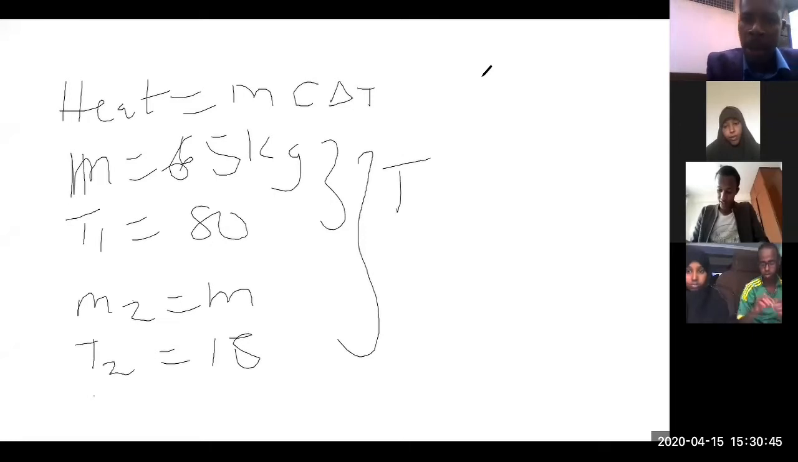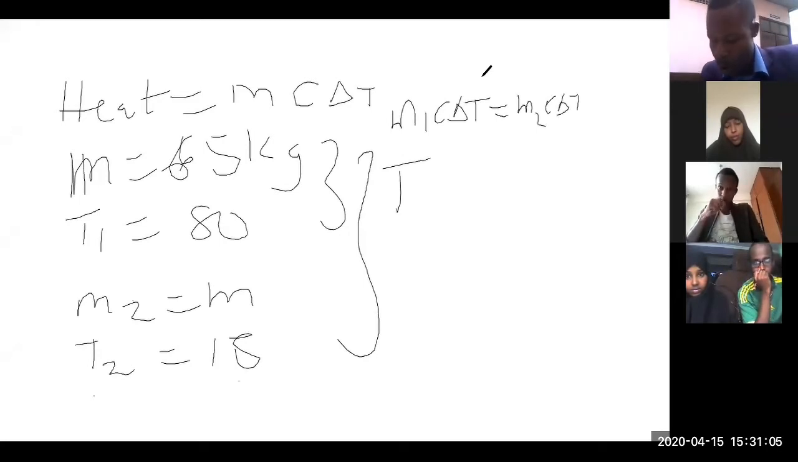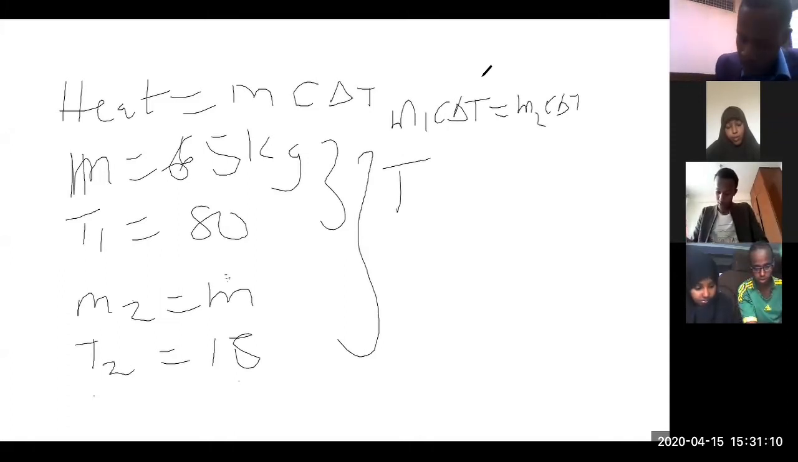And so from there, we're going to have the specific heat capacity, that is mass 1 times specific heat capacity of water times change in temperature should be equal to mass 2 times specific heat capacity times the change in temperature. Now the final temperature obtained here was 40. The mass one is 5 kg. So that is 5 times the specific heat capacity times the change in temperature. The temperature was 80 initially, and then it fell to 40. So that is going to be 80 minus 40.